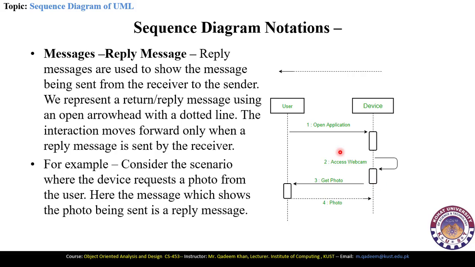Here is an example where a device requests a photo from a user and the message which shows the photo is being sent as a reply message. So first of all, the user will open the application. That means the user will send the message of open application to the device. The device will call itself to access the webcam, and then the device will send the message to get the photo to the user, and the user will again send the reply message with the photo, showing that the photo has been received by the user. That is the reply message.